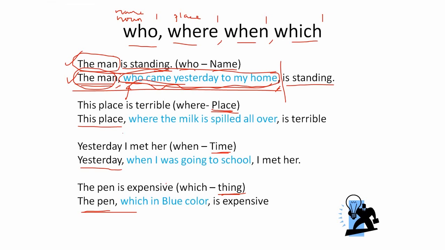Now let's look at how we do segmentation here. This place is terrible. This place where the milk is spilled all over is terrible. Now I am adding some detail to the place. What kind of place? A place where some milk is spilled. So I am adding this detail.